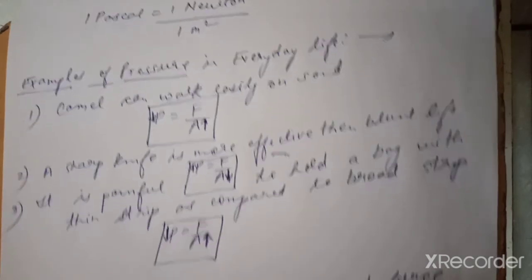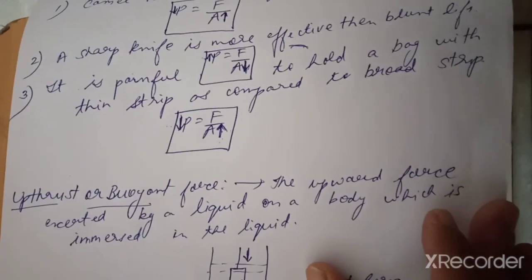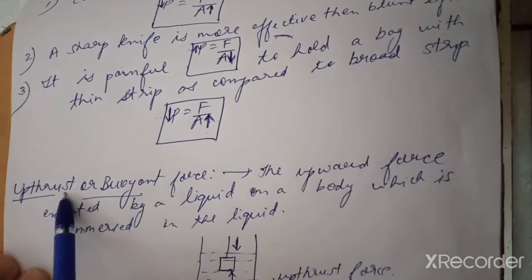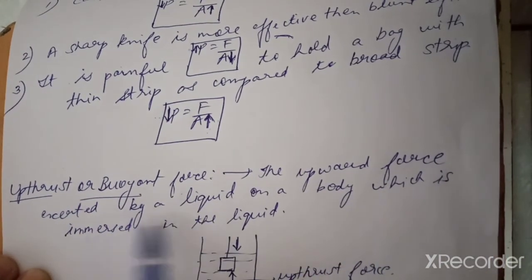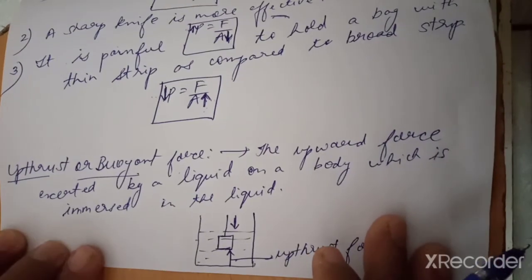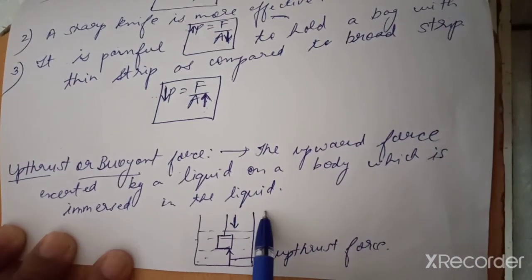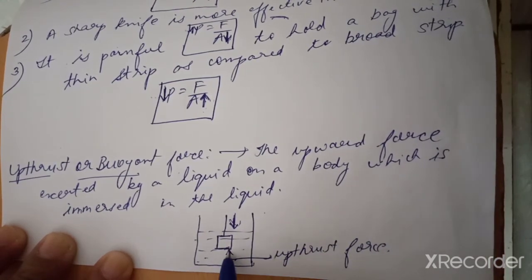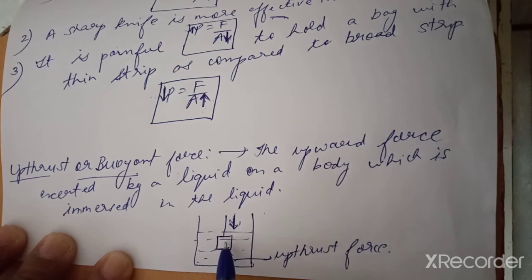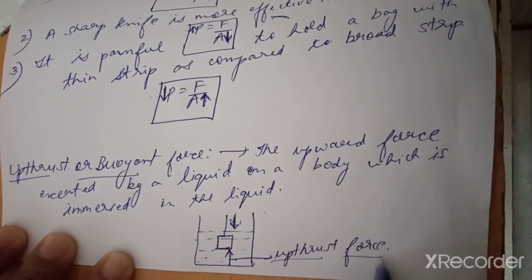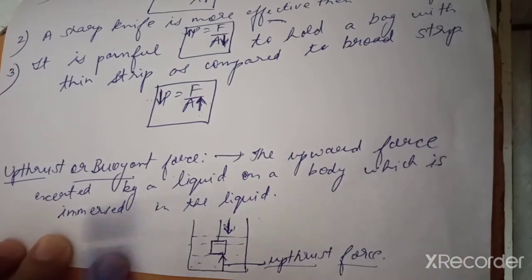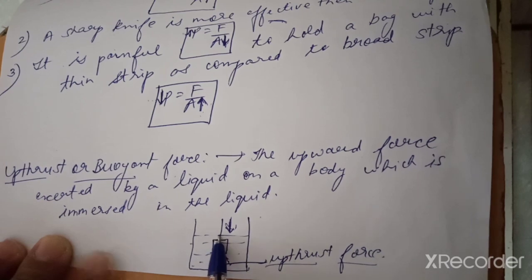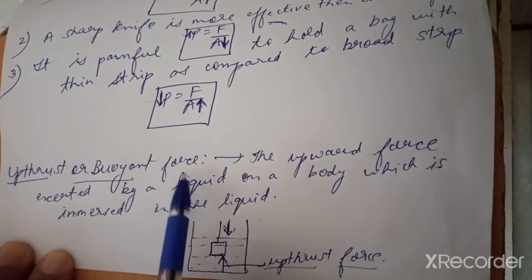Now the last definition is the meaning of upthrust or buoyant force. It is the upward force which is exerted by the liquid. If we see here, an object is immersed in a liquid. From the upper side, the force of gravity is acting. From the downward side, a force is exerted by the liquid on this object. This is called the upthrust force. So whenever an upward force is exerted by a liquid on a body which is immersed in it, it is called the upthrust or the buoyant force.